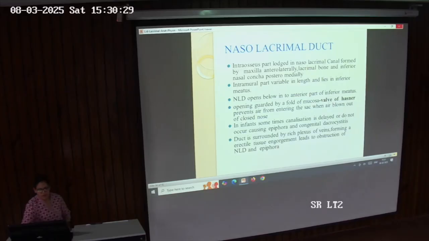And the duct is surrounded by a rich plexus of veins which form erectile tissue, and congestion can lead to obstruction of the NLD, which leads to epiphora, which is known as excessive watering.